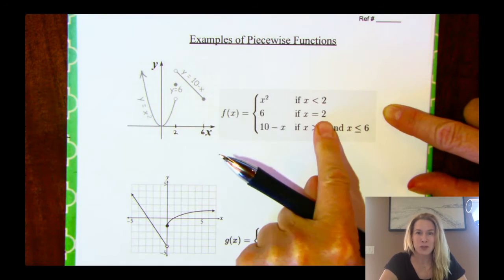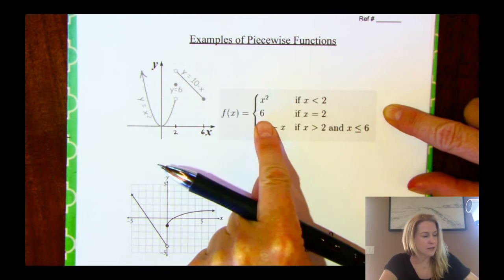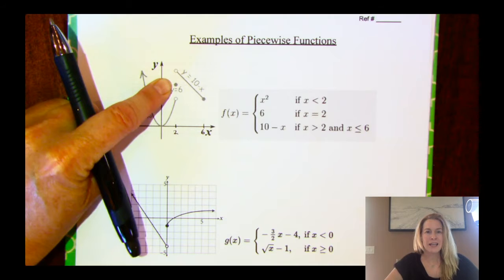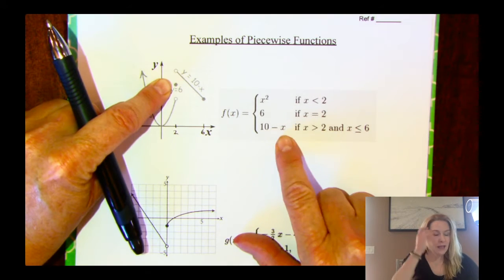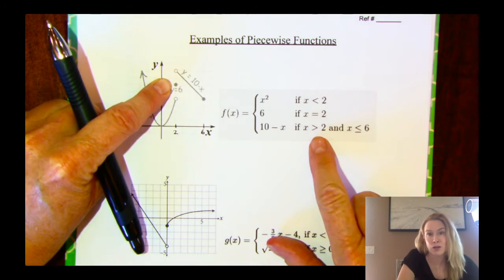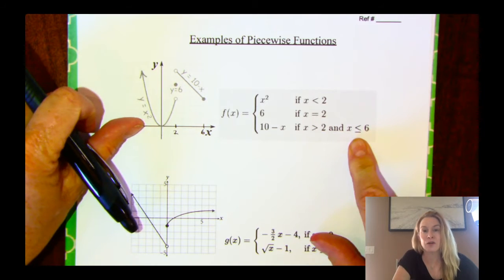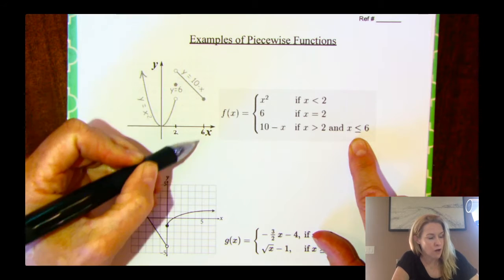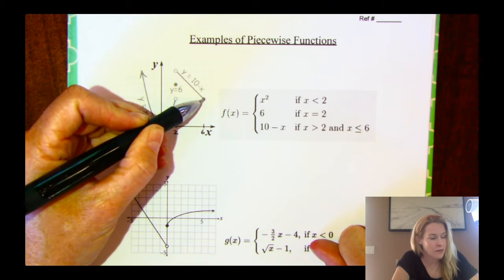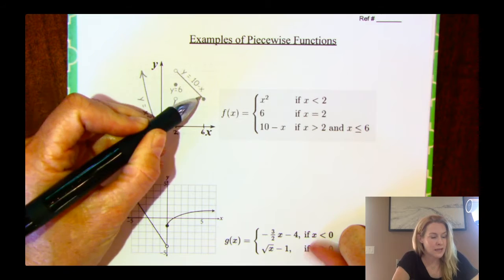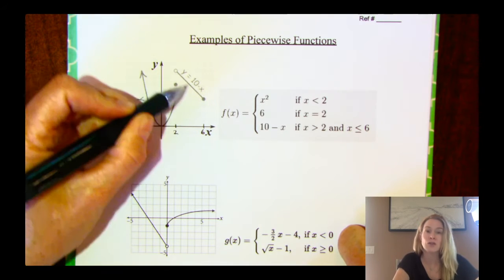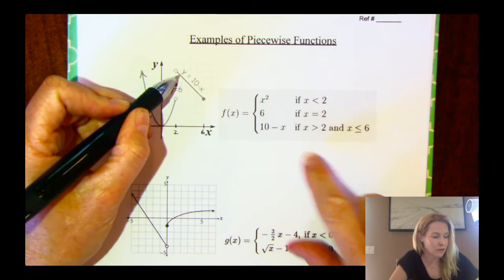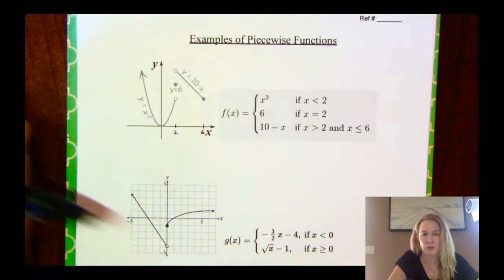When x is equal to 2, our output value is 6, and that's why there's a point right there, (2, 6). And then the final piece is 10 minus x, and that's valid for when x is greater than 2 and when x is less than or equal to 6. So you've got an open circle here when x is 2, a filled in circle here when x is 6, and this line segment represents 10 minus x. If it had continued, it would have a y-intercept up here at 10, and of course it has a slope of -1. So that's your first piecewise function.